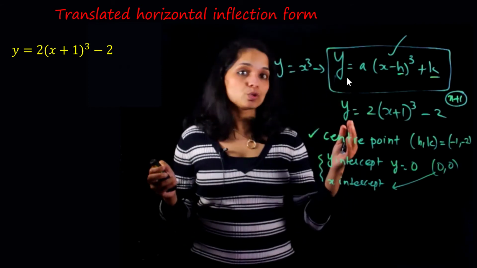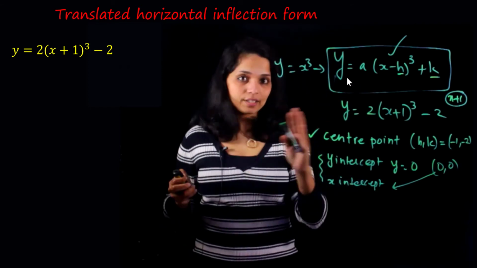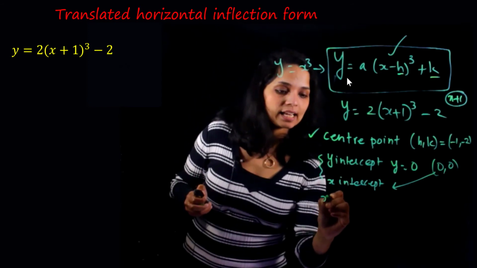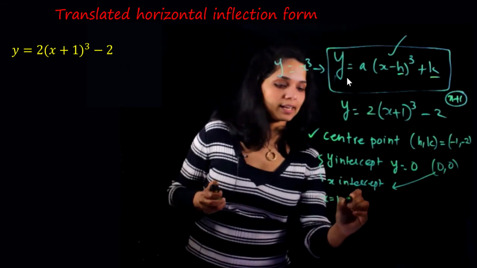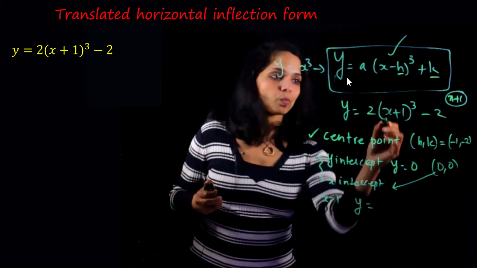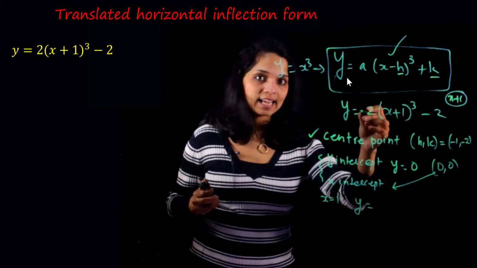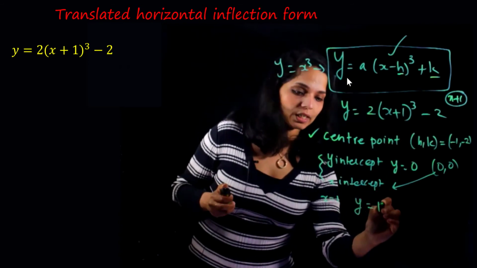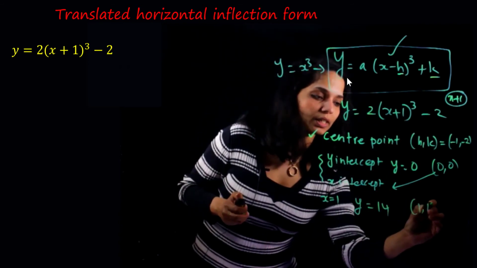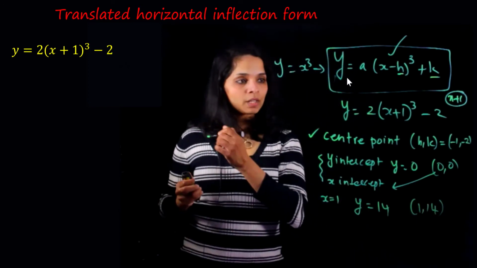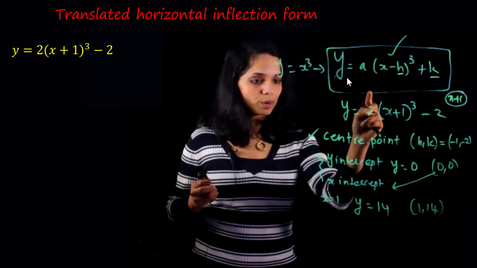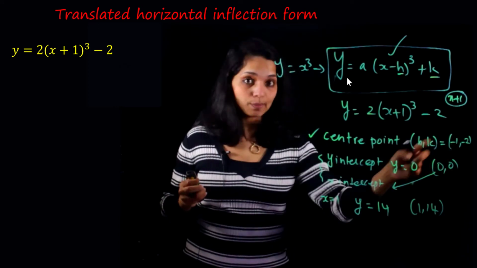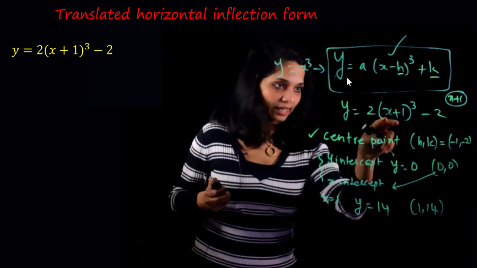So randomly choose 2 points, one on either side of the inflection point. Let me put x as 1, and then y becomes 1 plus 1, cubed, is 8. 8 times 2 is 16. 16 minus 2 is 14. So (1, 14) is 1 point. And let's find one more point. Minus 1 is already this center point, so we don't have to substitute that one again.